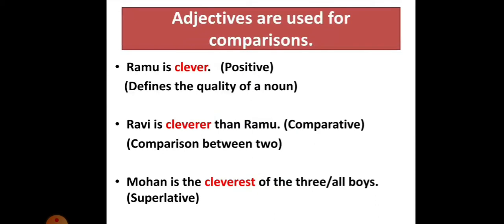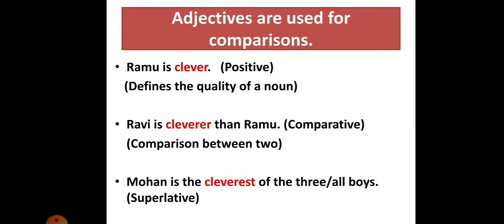And adjectives are used for comparisons also. Look at these examples. Ramu is clever. Ravi is cleverer than Ramu. Mohan is the cleverest of the three or all boys. So when I say Ramu is clever, clever is the positive form of an adjective that is used to define the quality of a noun, and there are no comparisons here.